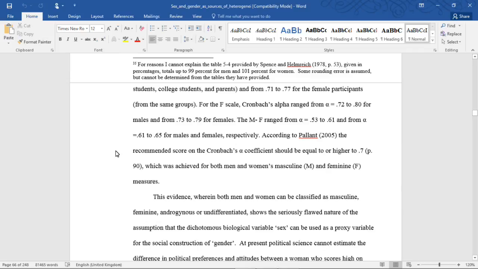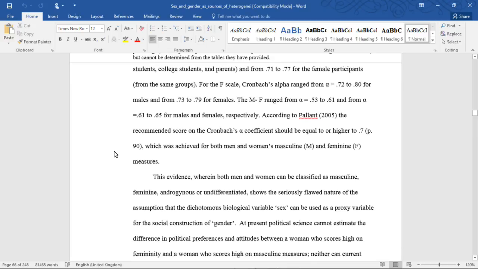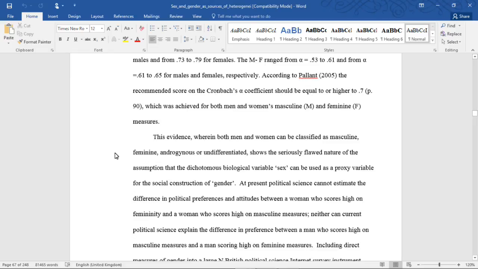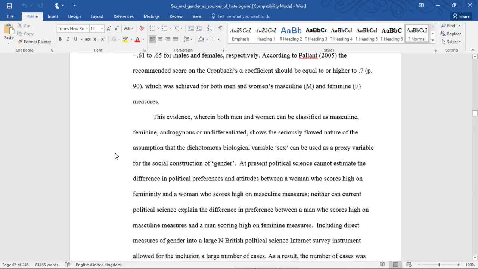For the F scale, Cronbach's alpha ranged from 0.72 to 0.80 for males, and from 0.73 to 0.79 for females. The MF ranged from an alpha of 0.53 to 0.61, and from 0.61 to 0.65 for males and females respectively. According to Pallant, the recommended score on the Cronbach's alpha coefficient should be equal to or higher than 0.7, which was achieved for both men and women's masculine and feminine measures.